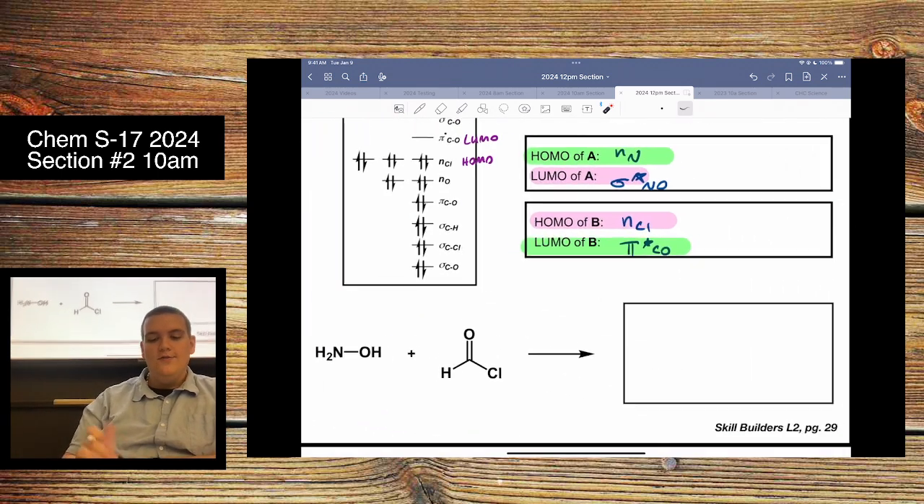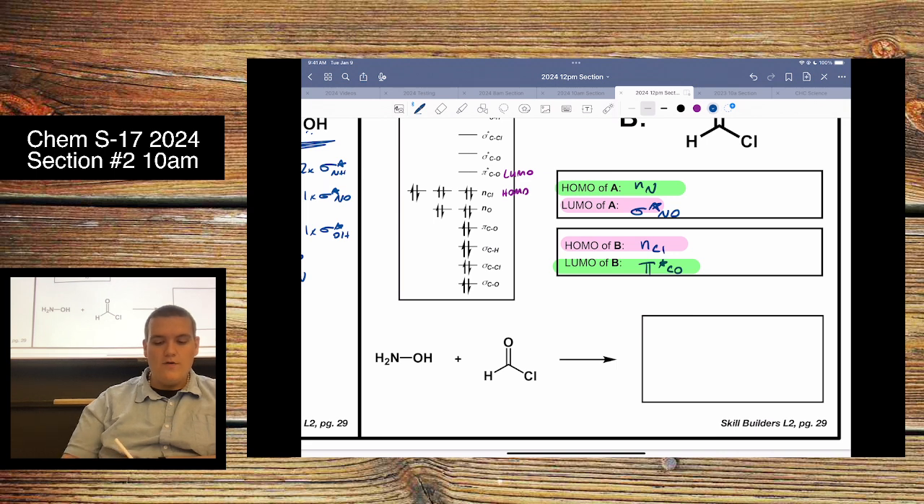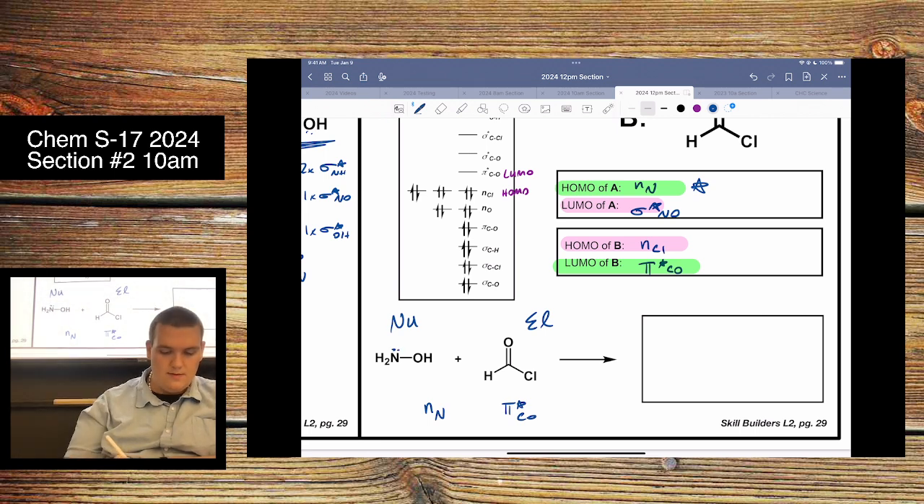Yeah. So let's see, overall, it looks like this has the better donor. So molecule A over here is probably going to be our nucleophile. It's going to be the one that overall does the donating in this interaction, and we're going to have the lone pair on nitrogen. And then overall, molecule B over here is going to be the electrophile, and we have the better acceptor of the pi star CO. So now we draw our arrow from our donor, our best HOMO, to our best LUMO. And it's from the lone pair on the nitrogen to the pi star CO.